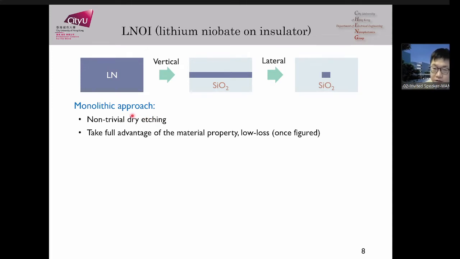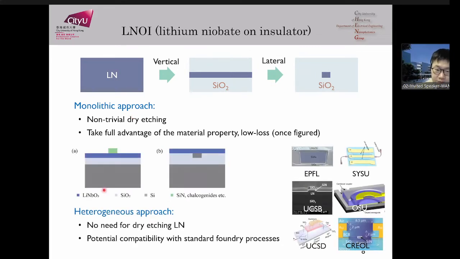Right, so at the beginning, there was also part of the community pursuing a so-called heterogeneous approach, where you would include a different material, for example silicon nitride, to form a ridge waveguide. By doing that, you can get rid of the need to dry etch lithium niobate, and it is also potentially compatible with standard CMOS foundry processes. But on the other hand, because only part of the optical field sits in lithium niobate, it compromises the electro-optic or nonlinear property of lithium niobate.